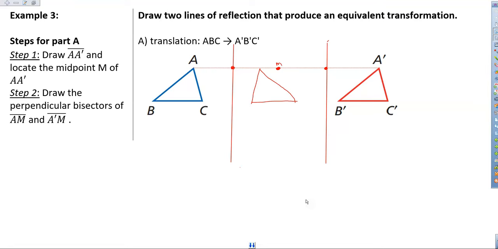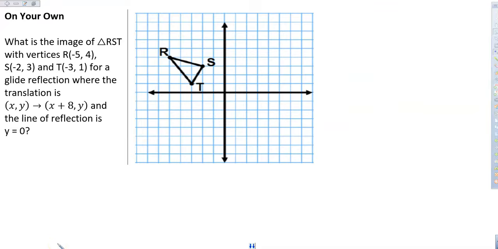Okay? Again, any questions on any of this, please write it down. So what I want you guys to go ahead and do is pause your video and give this one a shot, and then we'll come back and check it in just a minute. So go ahead and pause your video now.